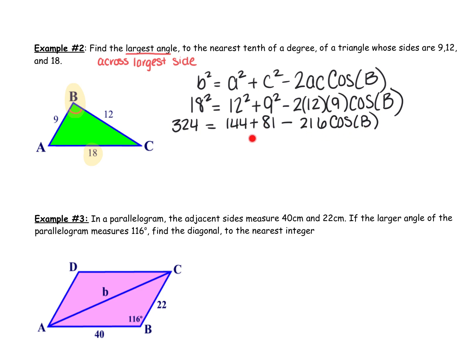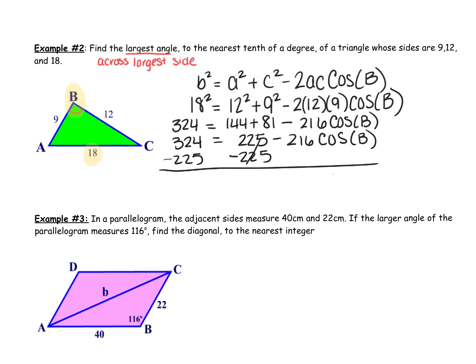So the goal is going to be to isolate this cosine of B. So we need to remove these two pieces and bring them to the other side. I'm first going to add them. So 144 plus 81 is 225. And then I'm going to bring down the minus 216 cos of B. And I'm going to isolate some more by subtracting the 225. So 324 minus 225 is 99 equals negative 216 cosine of B. So to get cosine of B by itself, I have to divide by negative 216.